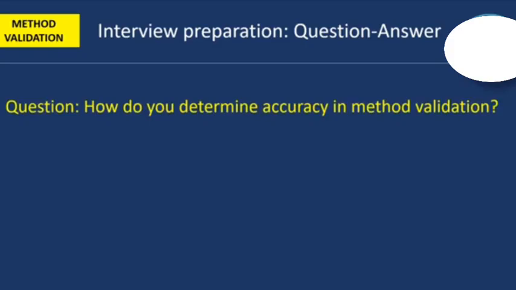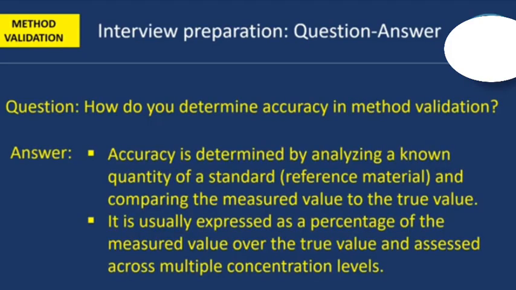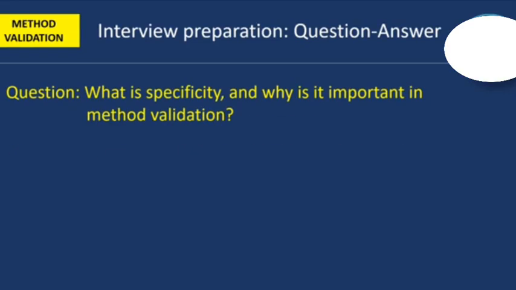Next question, how do you determine accuracy in method validation? Accuracy is determined by analyzing a known quantity of a standard reference material and comparing the measured value to the true value. It is usually expressed as a percentage of the measured value over the true value and assessed across multiple concentration levels.